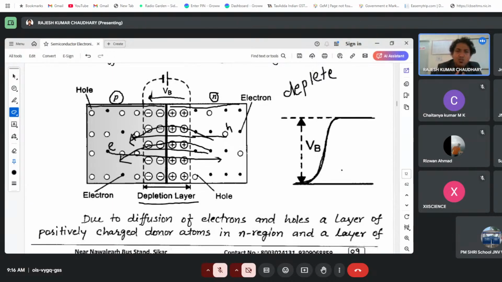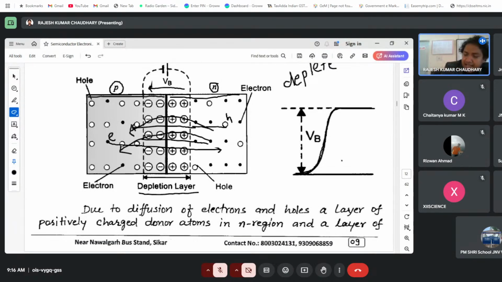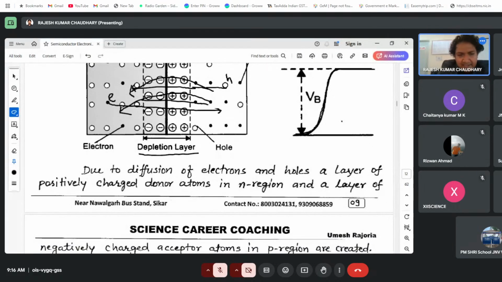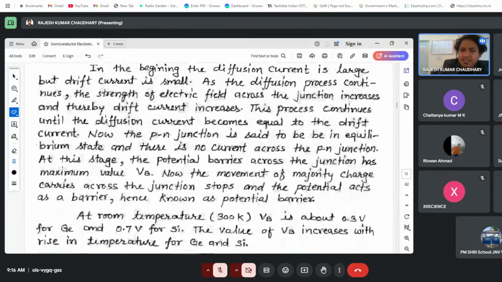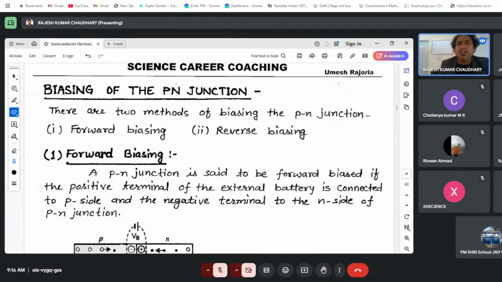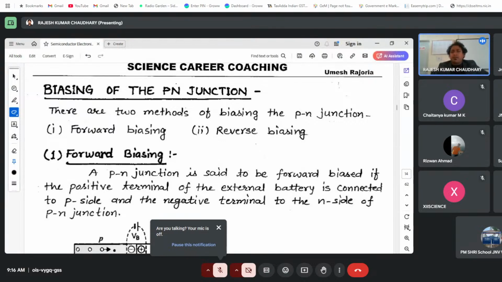So after that, after the processes of diffusion and drift, when their rates become equal, they will be set in equilibrium. When the process of diffusion becomes equal to the process of drift, they are said to be in the equilibrium position, and then we will receive our PN junction diode. Got it? So when we receive our PN junction diode, we can bias it.